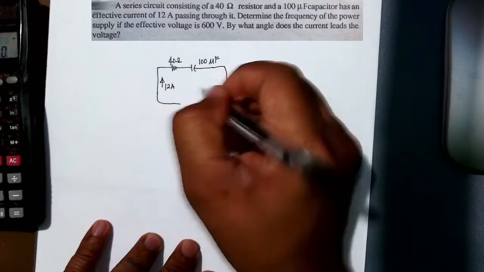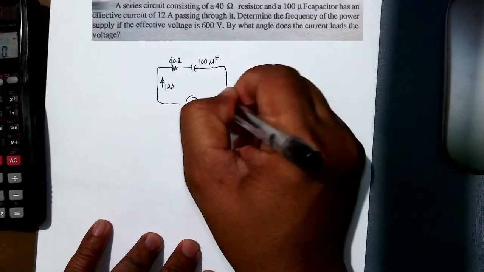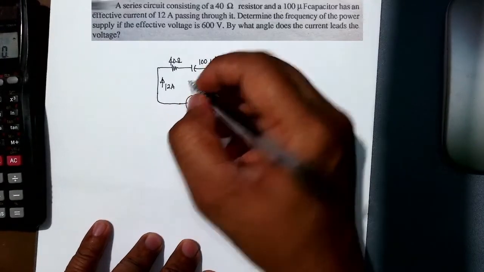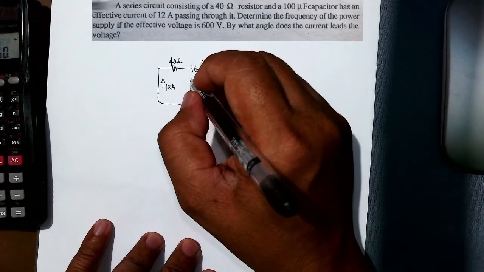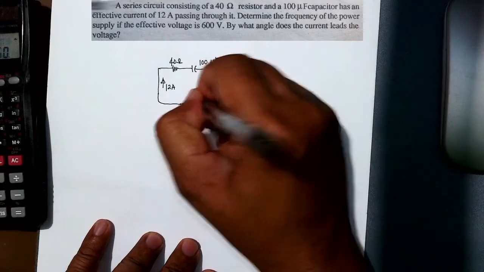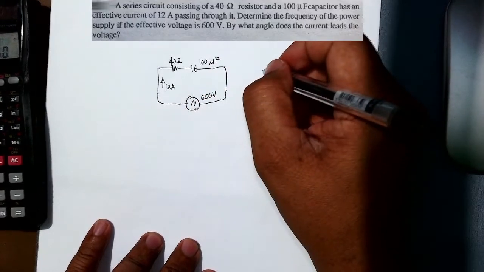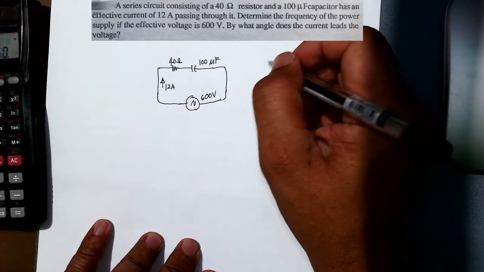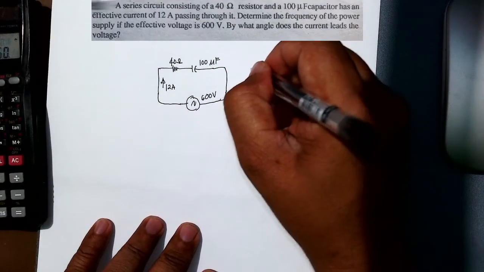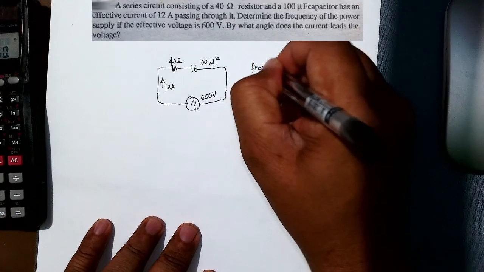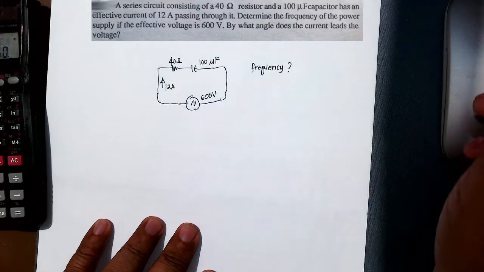And if a supply was delivered to the circuit, an effective voltage of 600 volts, so we are now to solve for the frequency of the power supply. So what is the frequency of the power supply? So we are looking for the frequency.